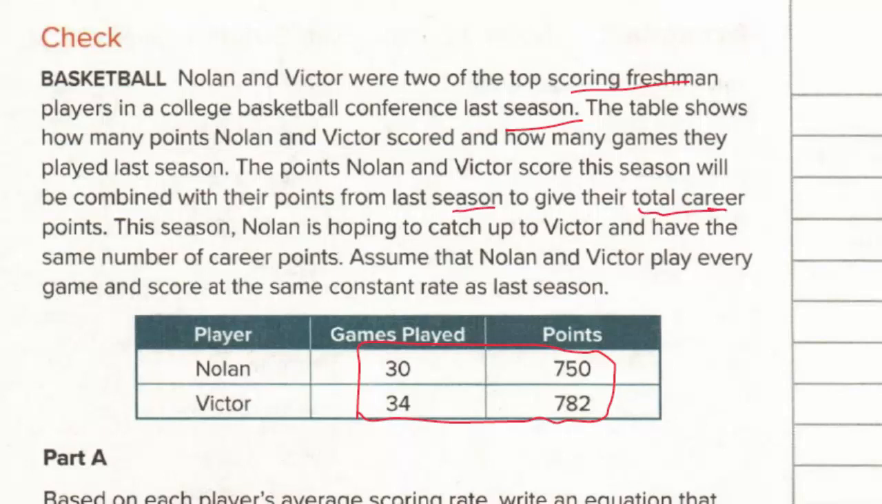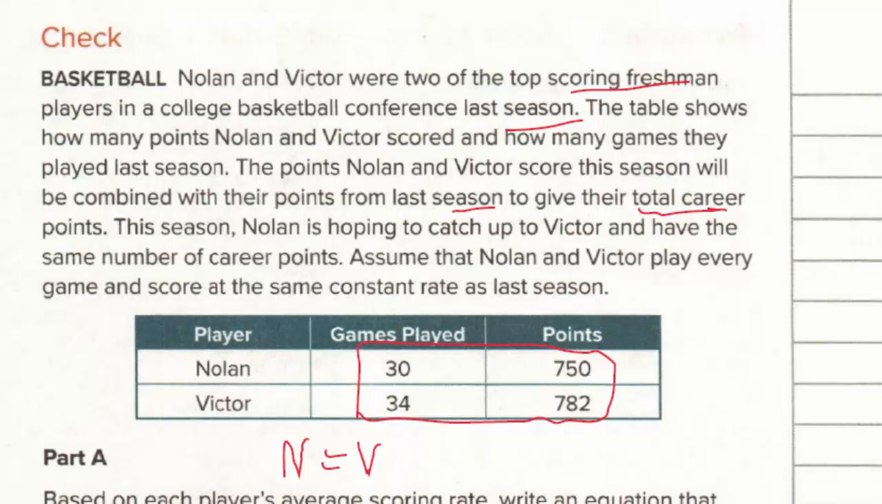This season, Nolan is hoping to catch up with Victor and have the same number of career points. So what that means is we want Nolan's points to equal Victor's points. Remember, these are in points. So there's our general equation. We just got to fill in the specifics now.